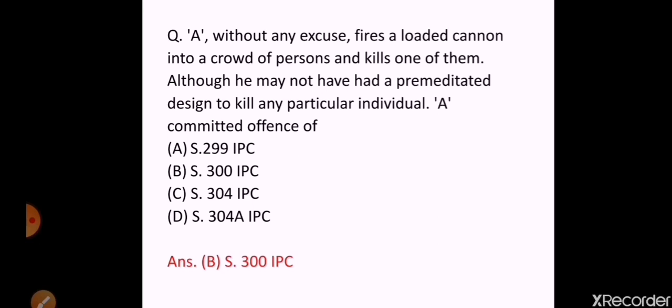This question has been repeatedly asked, and this has been one of the favorite questions among all these states.